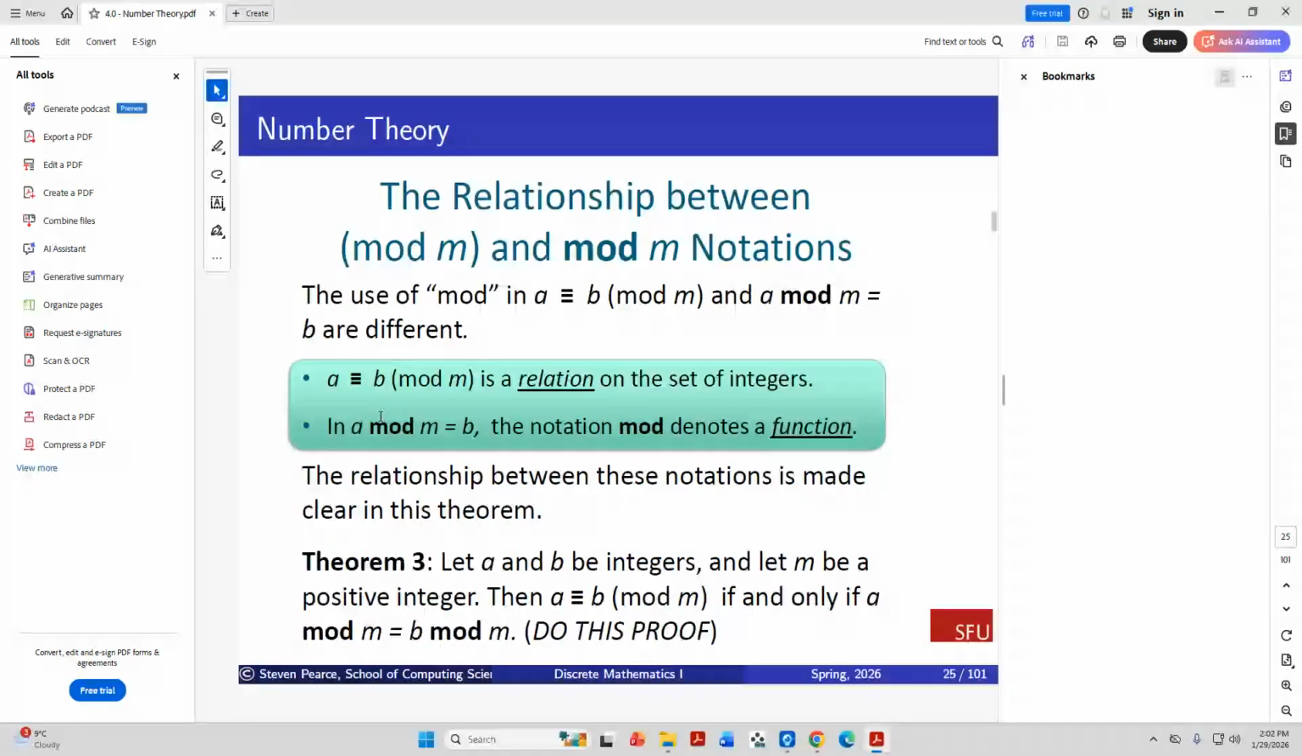Also, here we have the relationship between the relation, which is a is congruent to b modulo m. That's a relation. And a more specific kind of relation is a function, and that is a mod m. That notation, mod, denotes a function. This thing's a function. This expression is a relation, so this is an equivalence relation. This is a function. Mod is the function. So make sure you understand those basics.